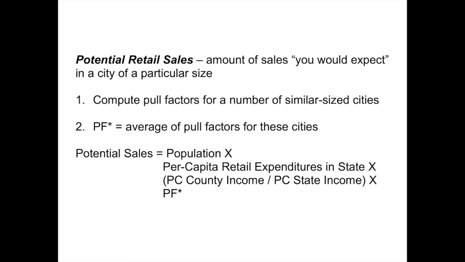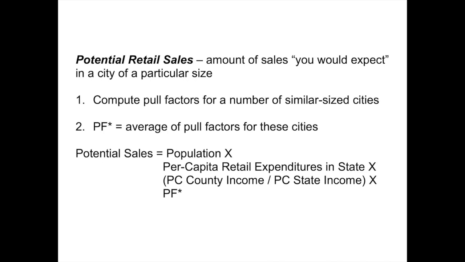Next, you calculate an average pull factor for these cities, which you indicate as PF star, where the star reminds you that it's an average. It's important that if you're studying several types of retail, for example, auto dealers, grocery stores, and say music stores, you calculate a different average pull factor for each type of retail. That's because the pull factors for these different types of retail are likely to be different.